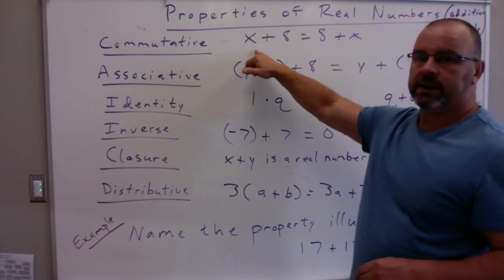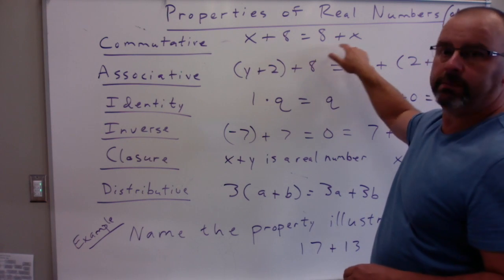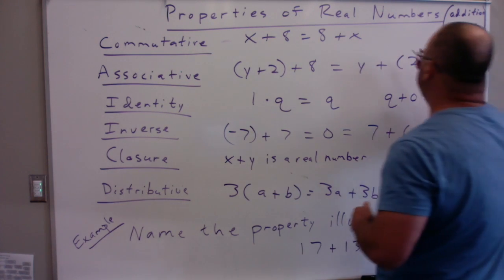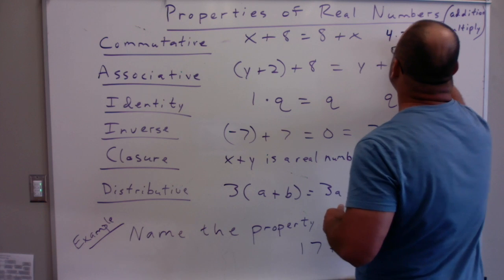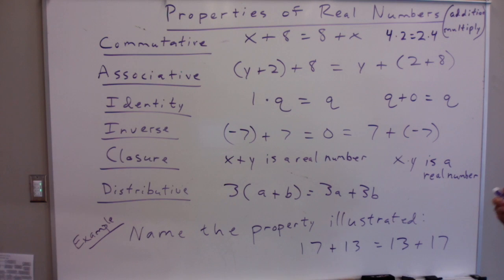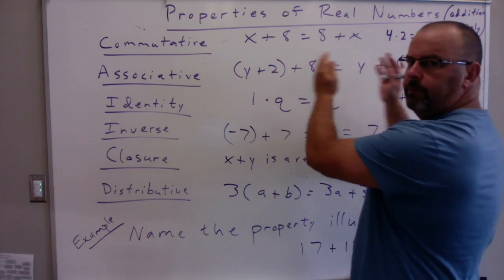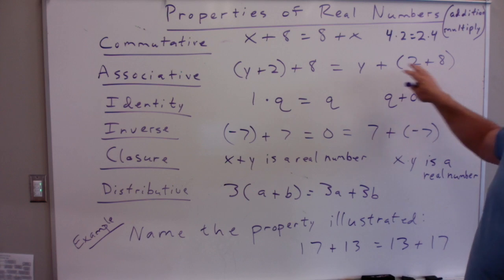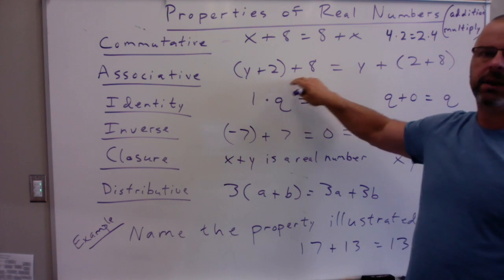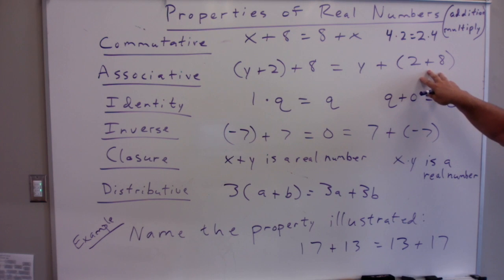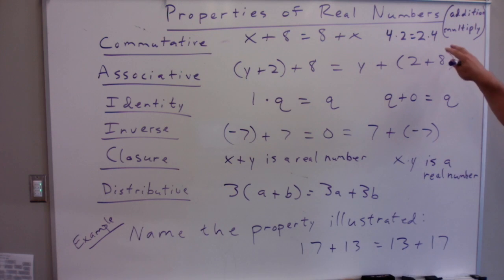So for example, x plus 8 is equal to 8 plus x. Okay? If I was going to do a multiplying problem, I could say 4 times 2 is equal to 2 times 4, because they both equal 8. The associative property says I could take a set of parentheses and move it, and as long as the order stays the same, it's the same problem. So (y + 2) + 8 is the same thing as y + (2 + 8). Notice, just the parentheses moved.